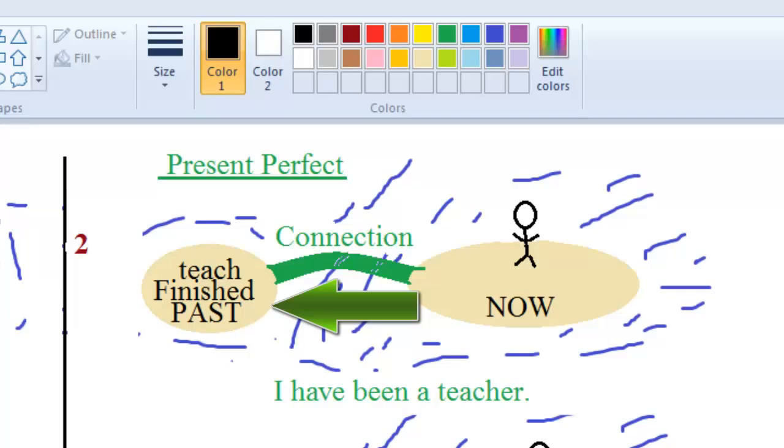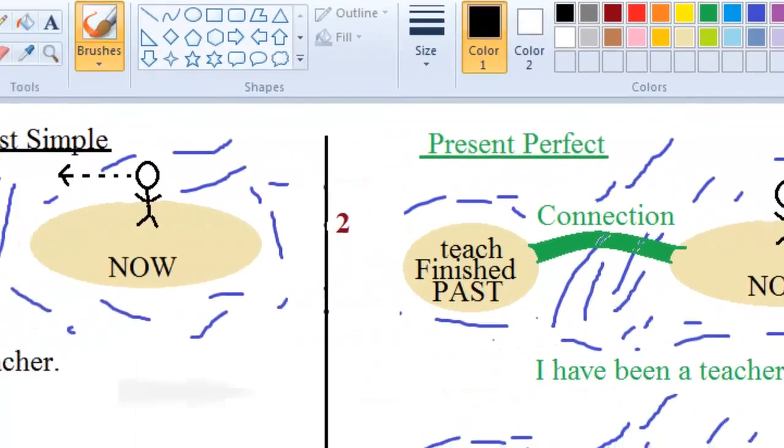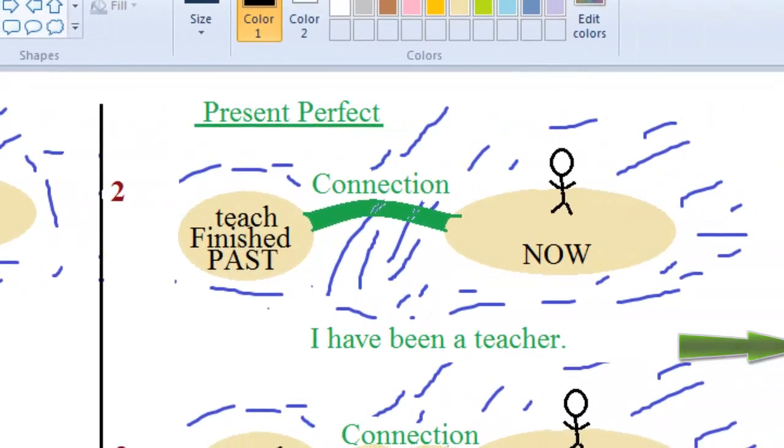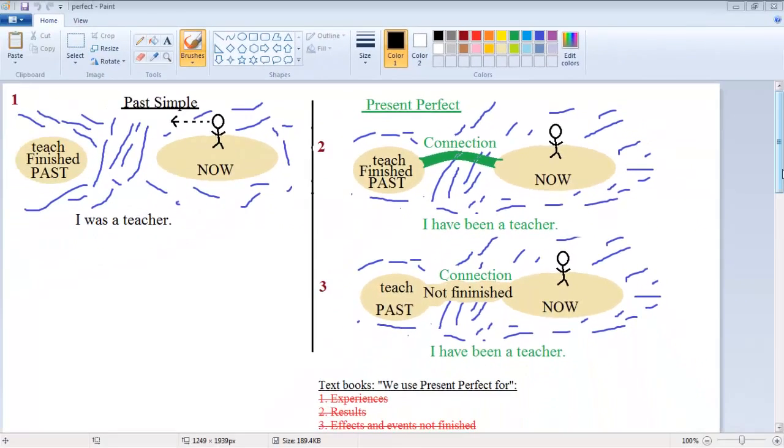I am connecting an action, a finished action, in the past to now. And I say this sentence, I have been a teacher. Now why? In the past simple we had, I was a teacher. In the present perfect we say, I have been a teacher. Well, both sentences are correct. Both actions are finished. So what is different about these two tenses? Why do I say I have been a teacher?